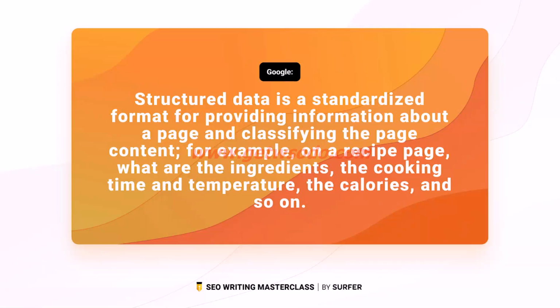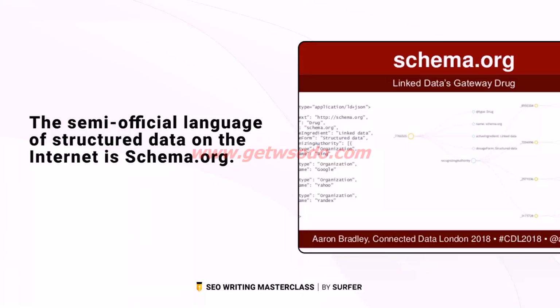Let's roll. In the words of the mighty Google themselves, structured data is a standardized format for providing information about the page and classifying the page content. For example, on a recipe page, what are the ingredients, the cooking time, the temperature, the calories, and so on. Without this information, your website will be harder to understand by the bots. To make the job easier for them, you need to add a proper markup to your code. More on that later. The semi-official language of structured data on the internet is schema.org. It's an initiative launched in 2011 by the world's largest search engines to implement a shared vocabulary and adopt standard formats to structure data on web pages.